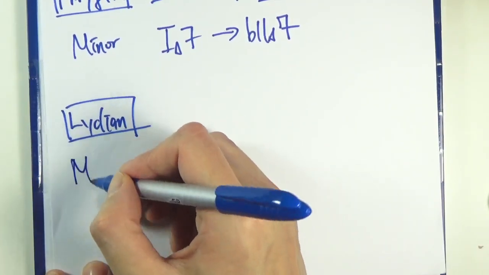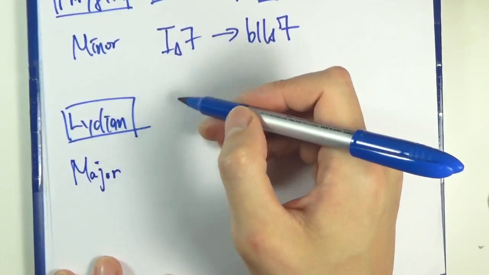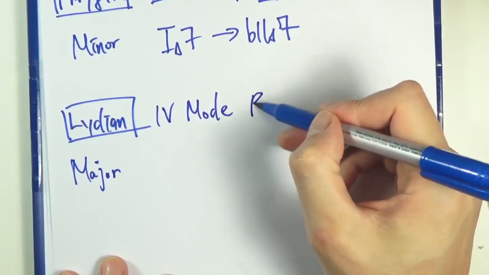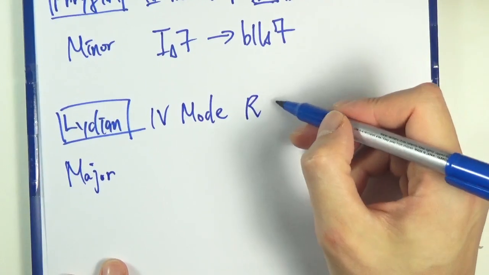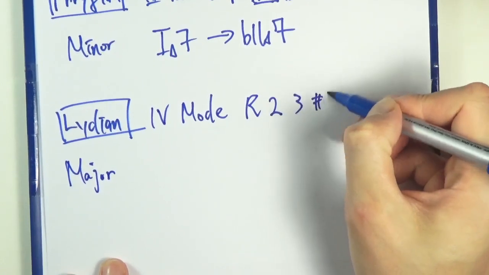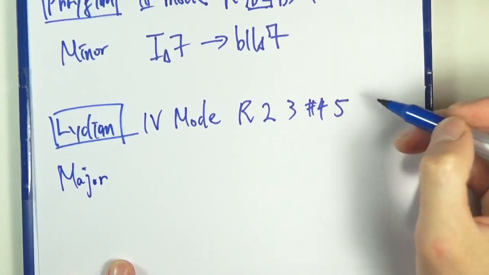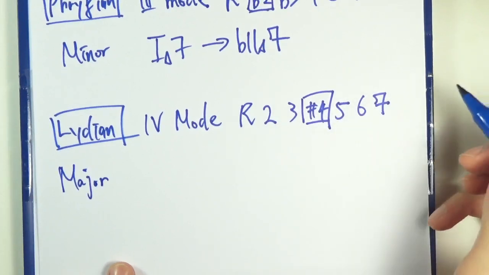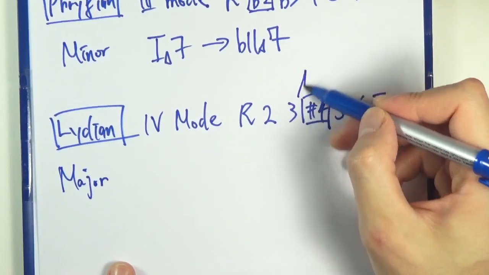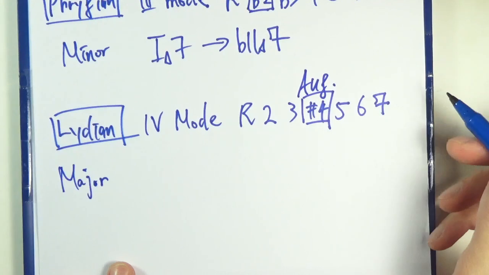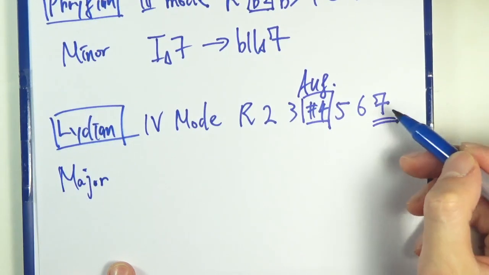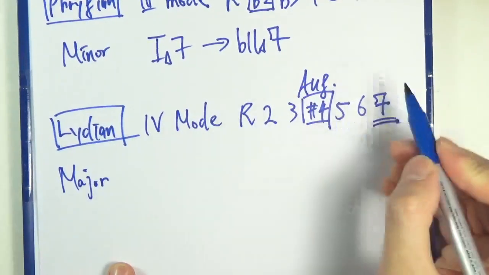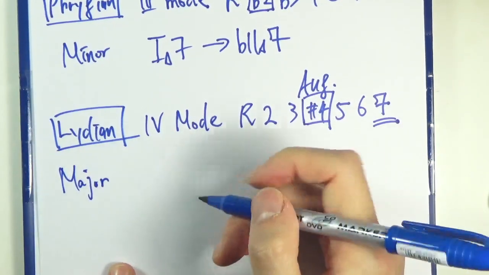Alright, Lydian, major sound. It is the 4th mode. Formula: root, major 2nd, major 3rd, sharp 4, perfect 5th, major 6, major 7th. Okay? Characteristic note would be the augmented 4th. And also the major 7, but the major 7 doesn't distinguish Lydian from Ionian. Okay, so just sharp 4 would suffice.